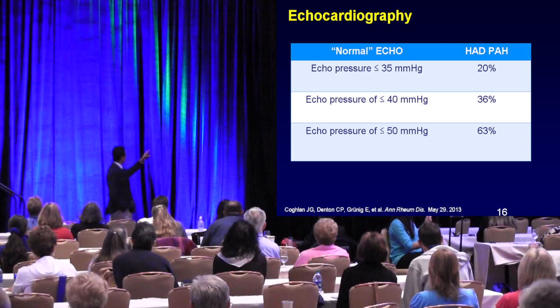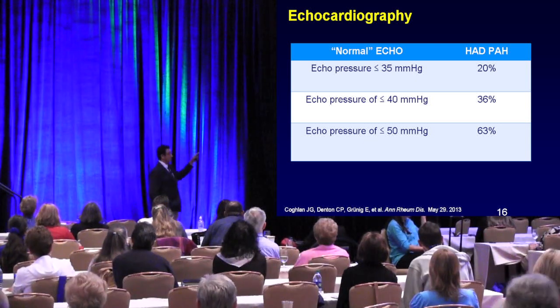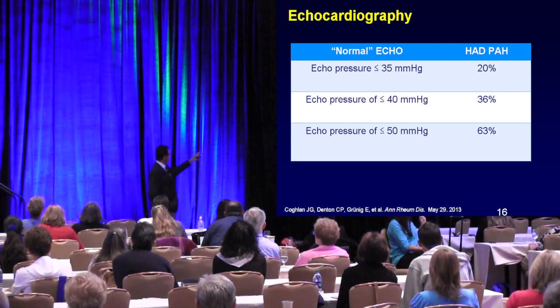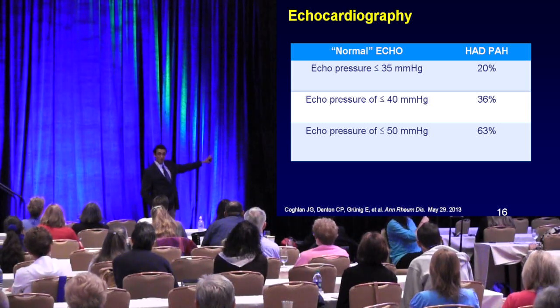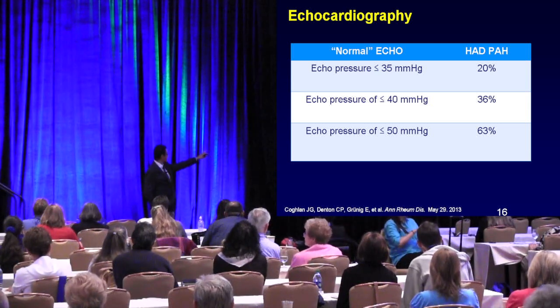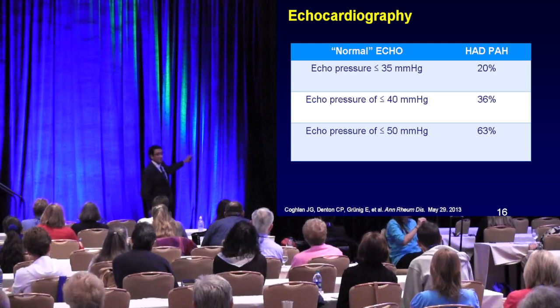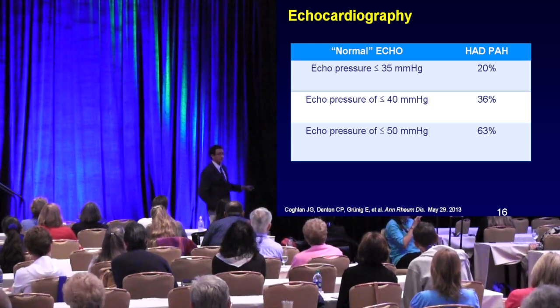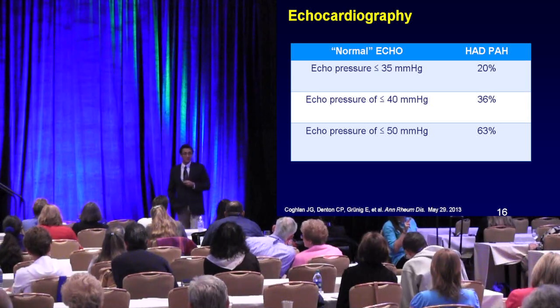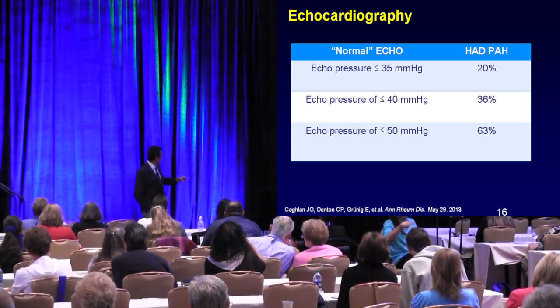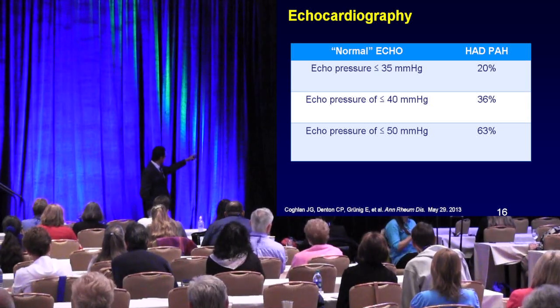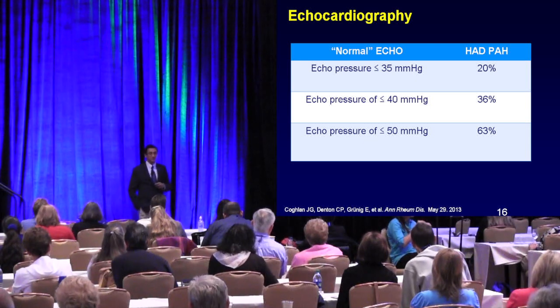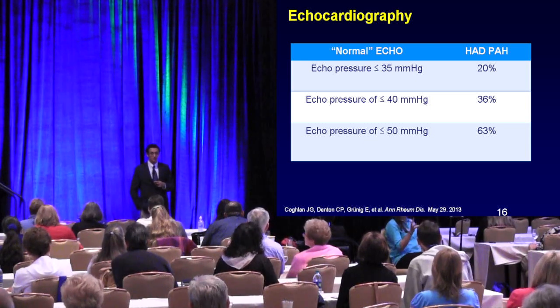In patients who had echo pressure of less than 35, where we would call it normal, 20% had pulmonary arterial hypertension. So the echo, a normal echo, quote unquote, missed 20% of the people. If your echo pressure was less than or equal to 40, 36% of the people had pulmonary arterial hypertension. And if your echo pressure was less than or equal to 50, 63% of the people had pulmonary arterial hypertension.